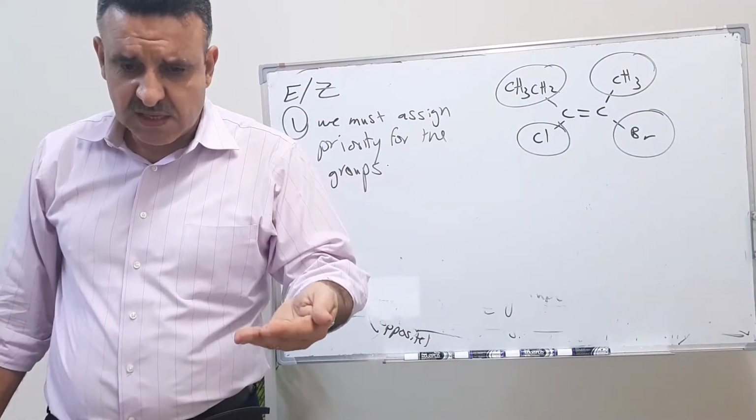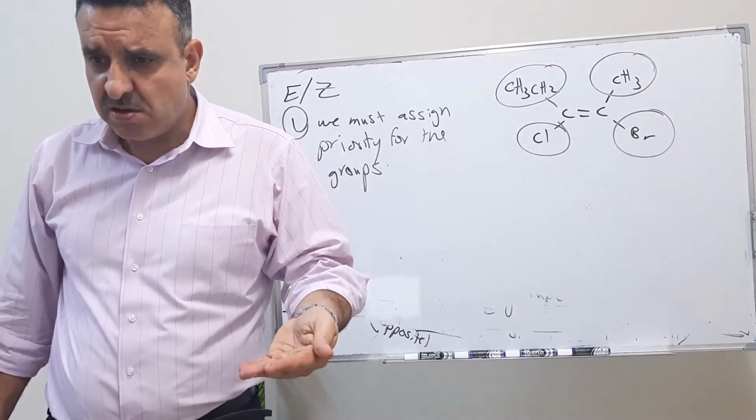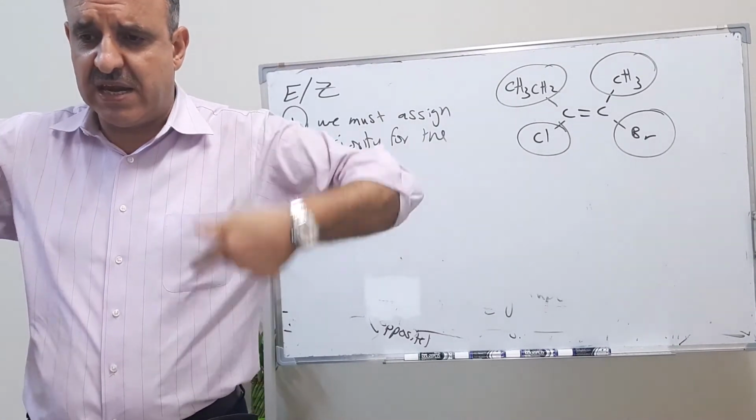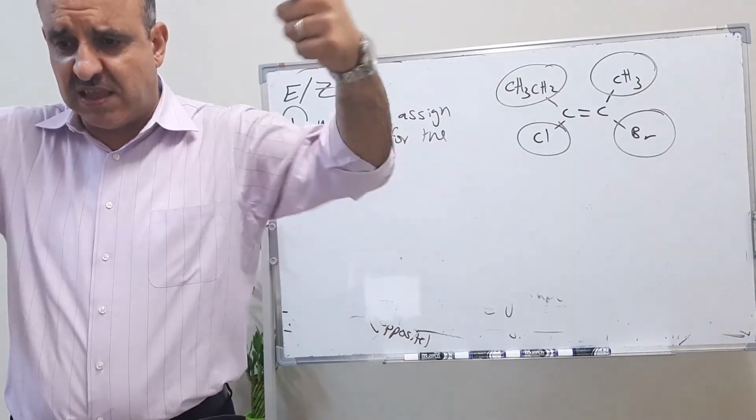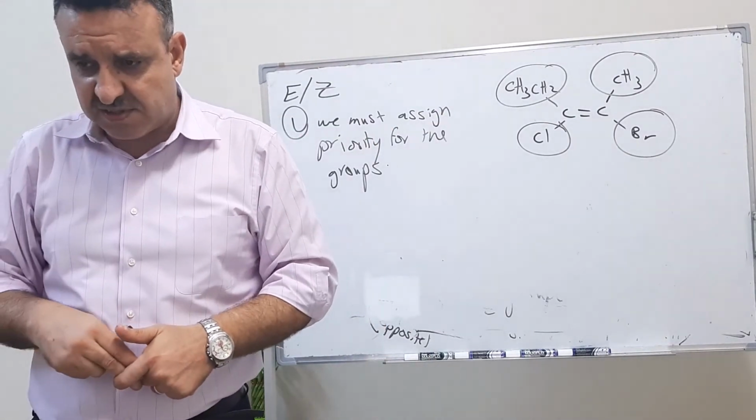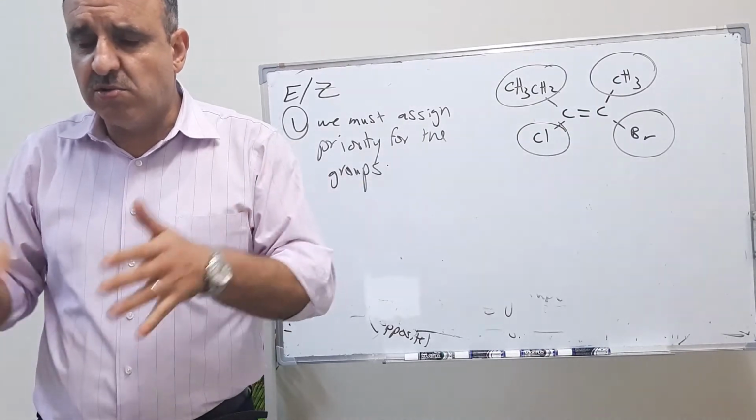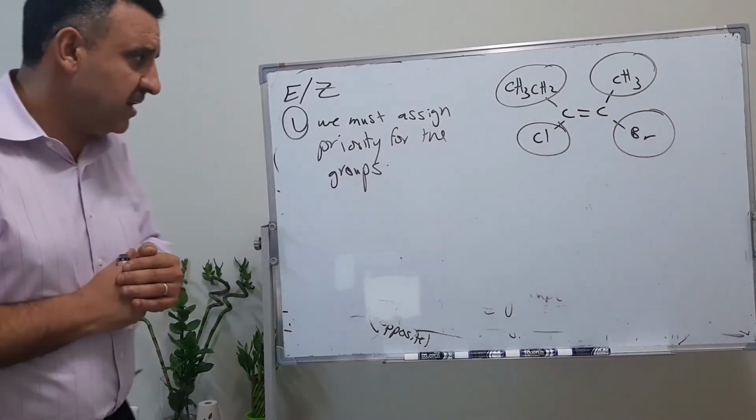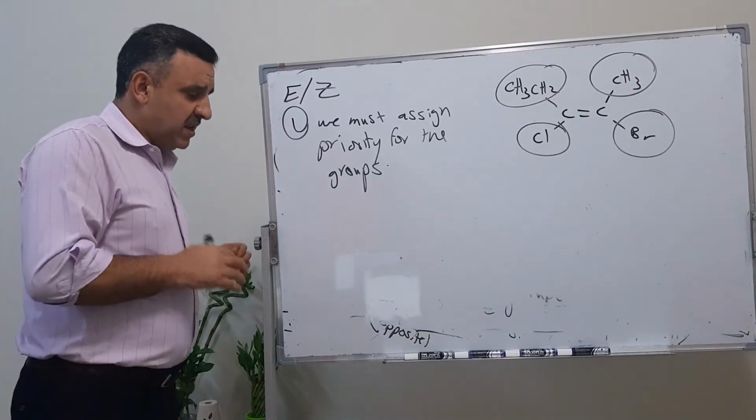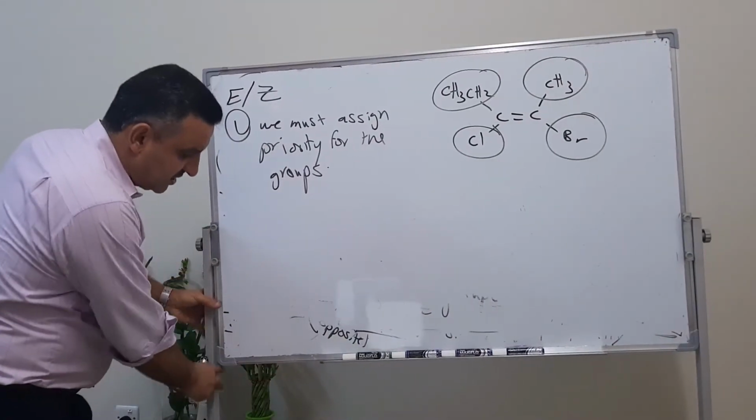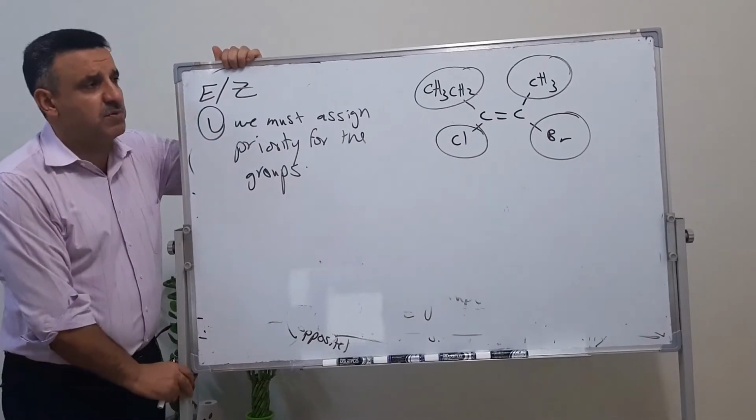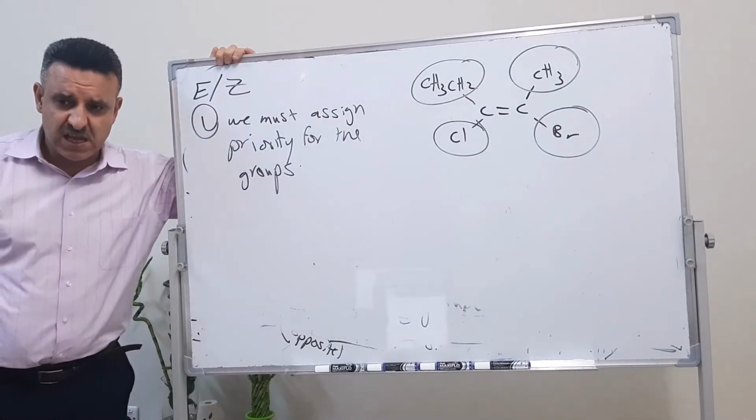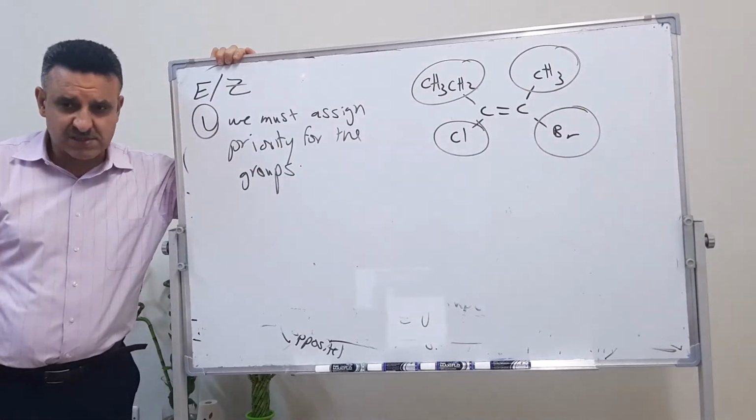If we cannot find a decision, what should we do? We should simply continue comparing the next attached atoms, and the next, until we find a difference. Do you follow me? All the rules we discussed in chapter 5 are the same here. I'm not going to repeat what we have already discussed about how to assign priority.